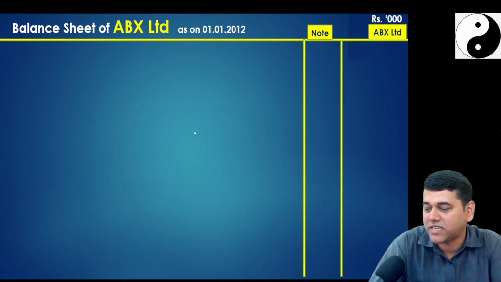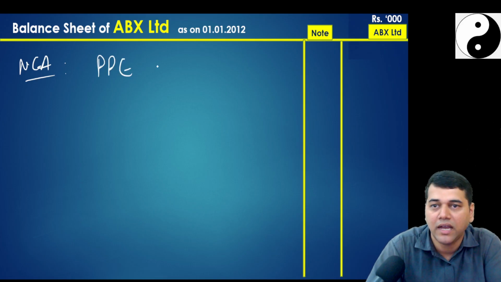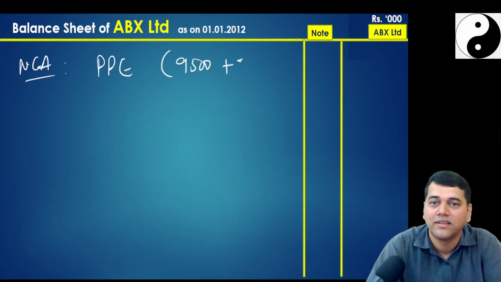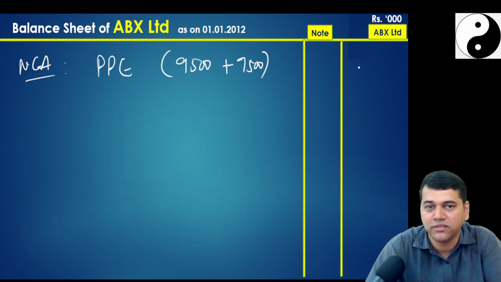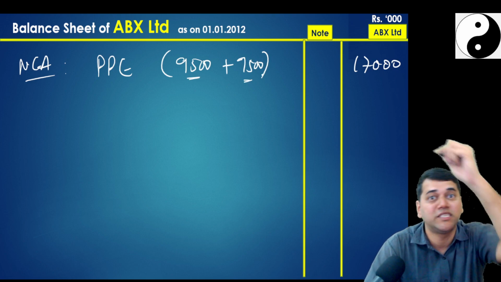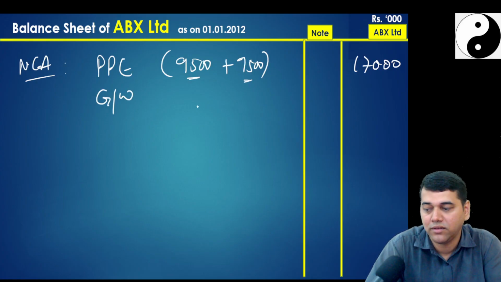Okay, first I will start with the non-current assets. In this we have got PPE. How much is my PPE? I will write here in the bracket: 9,500 plus 7,500. Fair value of AX, book value of BX, which is 17,000. This is coming from the balance sheet as it is. This is coming from the opening journal entry, goodwill calculation. Then we have got a goodwill, 900.